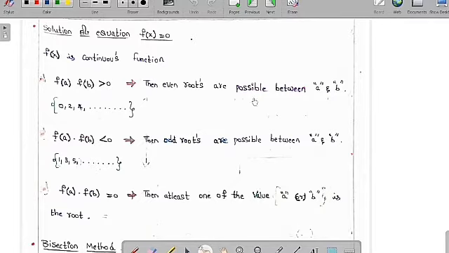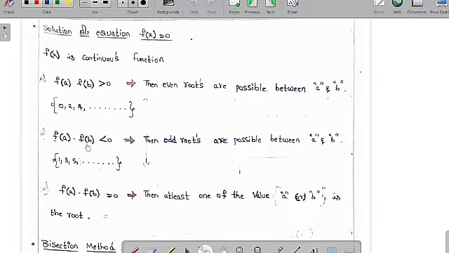Then an even number of roots is possible between a and b. Even roots means 0 or 2 or 4. This is possible when f(a) times f(b) is greater than or equal to 0. It indicates that between a and b there will be an even number of roots. It can be 0, 2, 4, or any even number. It has to be purely an even number.